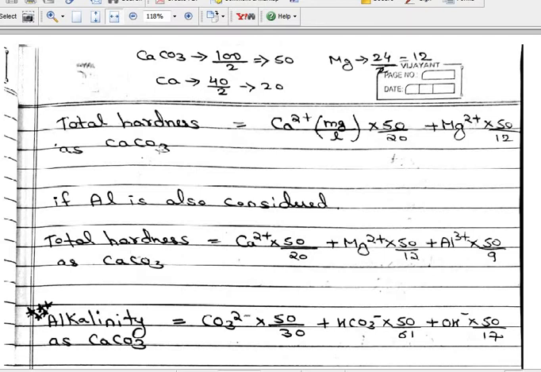Yes, sir. Okay, so as you can see here, the formula for total hardness is the Ca2+ concentration, the calcium ion in the water solution in mg per liter, into 50 by 20. So 50 is the equivalent weight of calcium carbonate and 20 is the equivalent weight of calcium. Plus the Mg2+ ion concentration into 50 by 12. So 50 is for calcium carbonate and 12 is for magnesium.